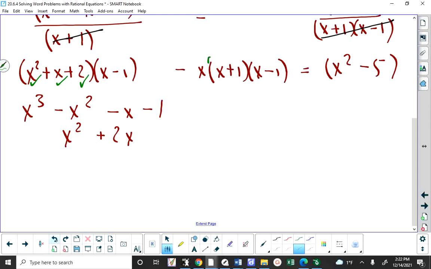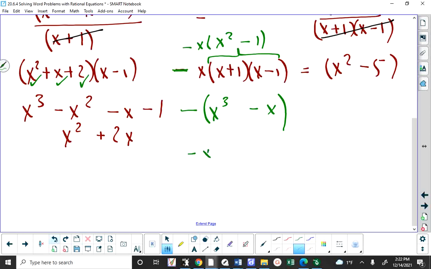Just to save myself an extra line of writing here, you should know that's x squared minus 1. So I'm now subtracting, there's a subtraction sign here, x times x squared minus 1, which will give me x cubed minus x, but I'm subtracting it, right? You can deal with that negative wherever you want. You might have just done this: negative x times x squared, negative x times negative 1. You could have done that.